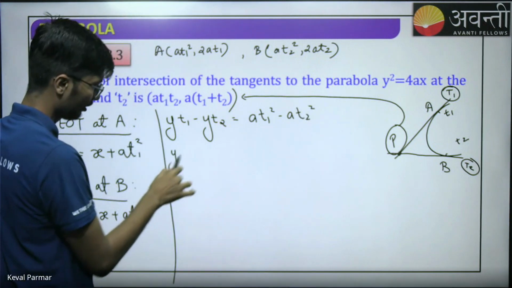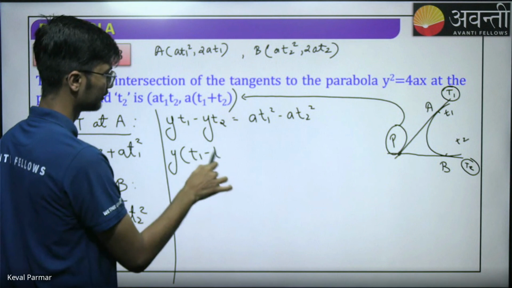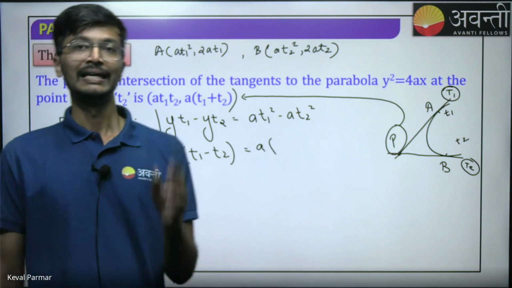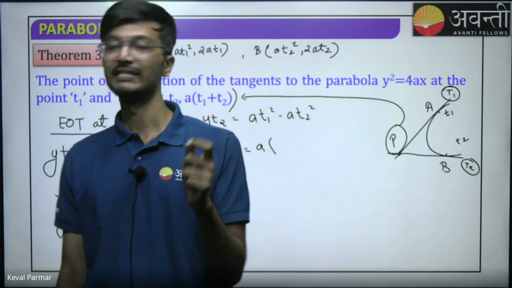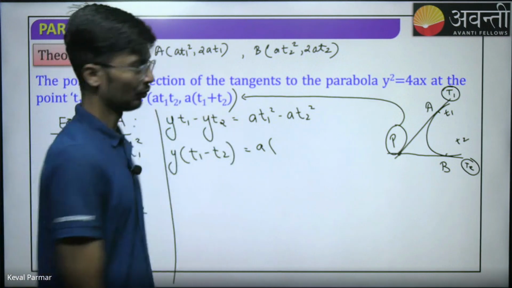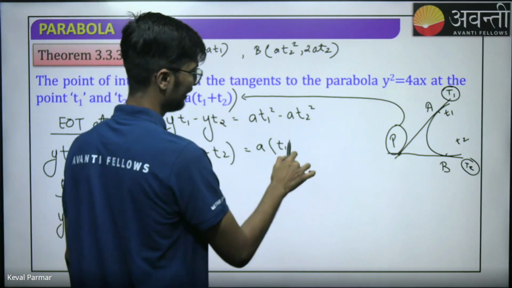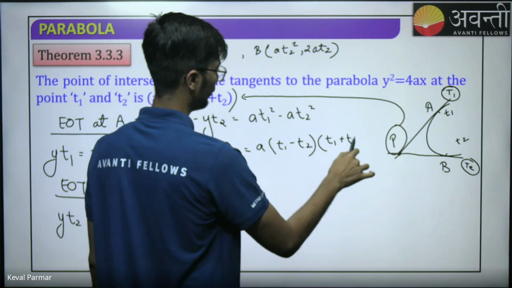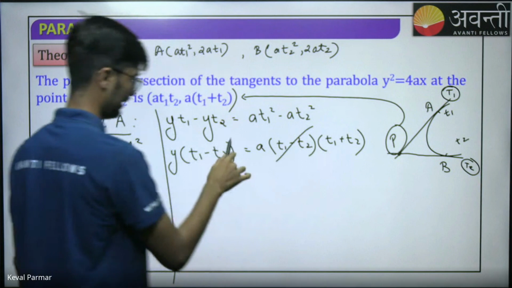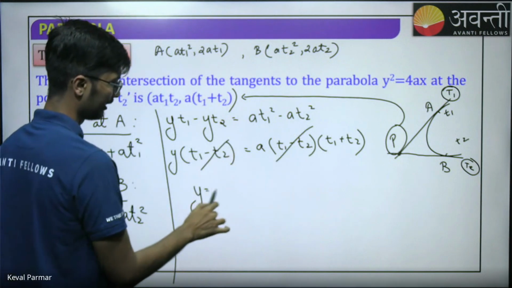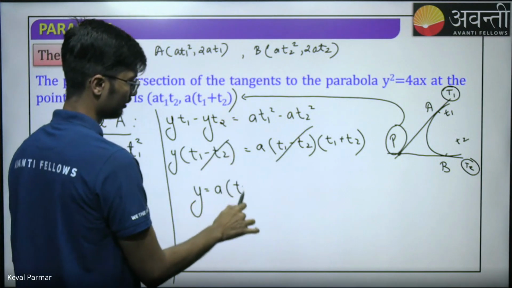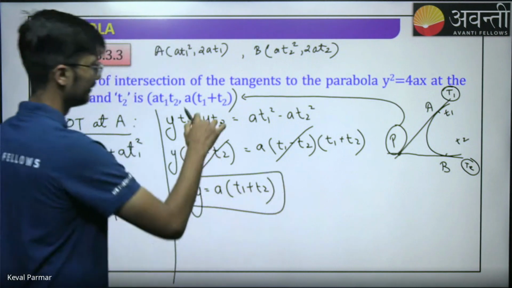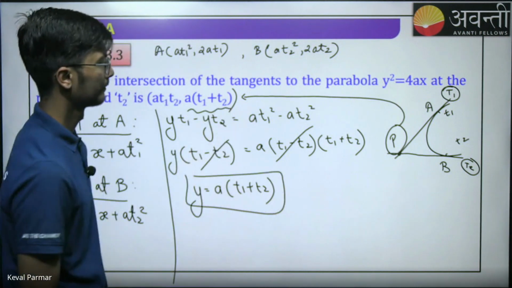I can take y common, I'll get t1 minus t2. I can take a common. What I'll be left with? t1 square minus t2 square, which is a square minus b square. So which I can write (t1 minus t2) into (t1 plus t2). This will get cancelled. So I'll get the y coordinate as a into (t1 plus t2), which you can see is the same y coordinate here.